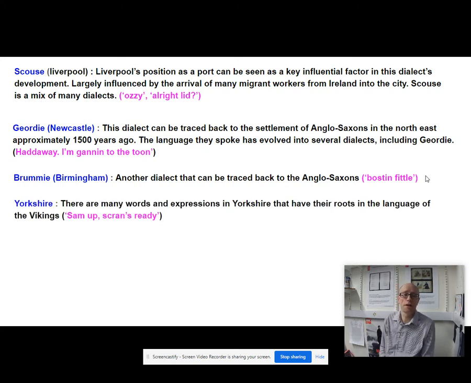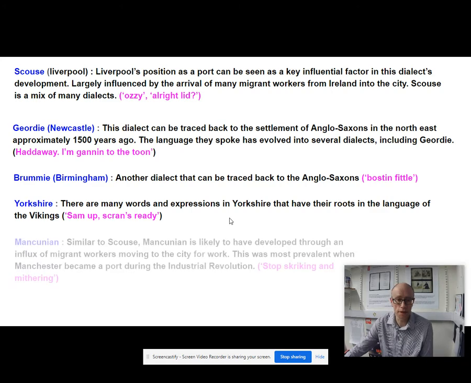We have Yorkshire, and there are many words and expressions in Yorkshire that actually have their roots in the language of the Vikings. It's the Vikings who start invading these islands from 793 AD, as I recall, and for two centuries or so, Viking settlers and Viking language have a really important influence on the country and the language. So it sums up, "scram's ready". That word scram, meaning food, is one of these all-purpose northern expressions that originates from the Vikings.